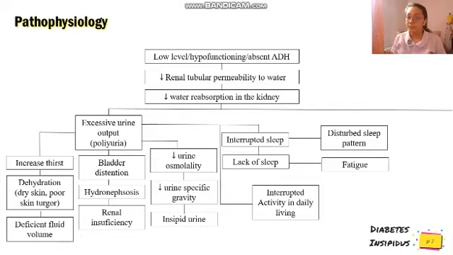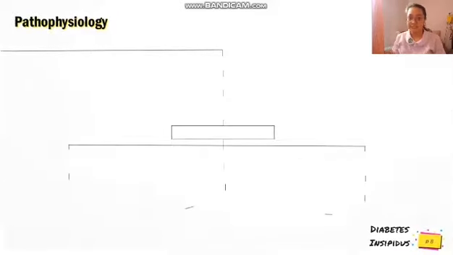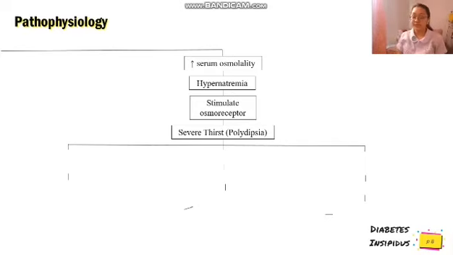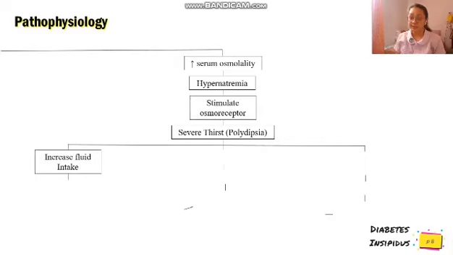On the other side, because of low water reabsorption in the kidney, there is an increased serum osmolality due to imbalances of electrolytes in the body that cause increased serum sodium, or hypernatremia, that may stimulate osmoreceptors to make the body feel severe thirst, or what we call polydipsia. When a person has severe thirst, he or she may increase fluid intake, but most of the time they do not know why they are so thirsty. This may lead to the nursing diagnosis of deficient knowledge related to the disease.